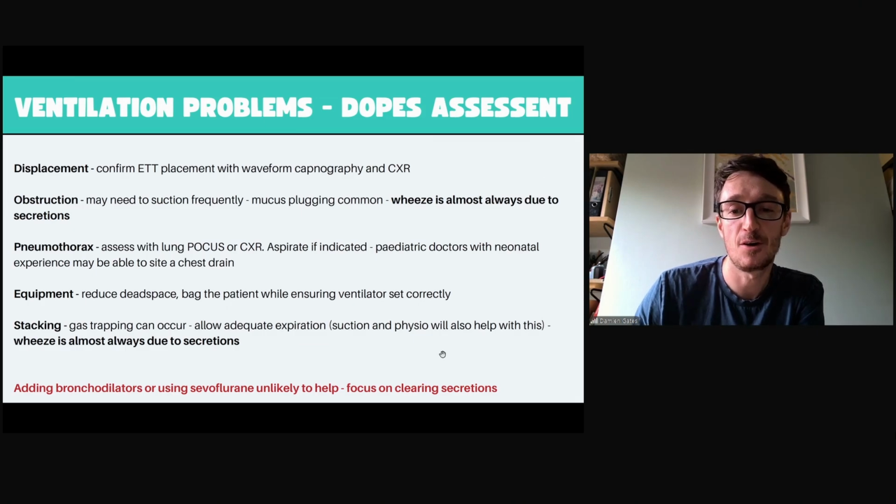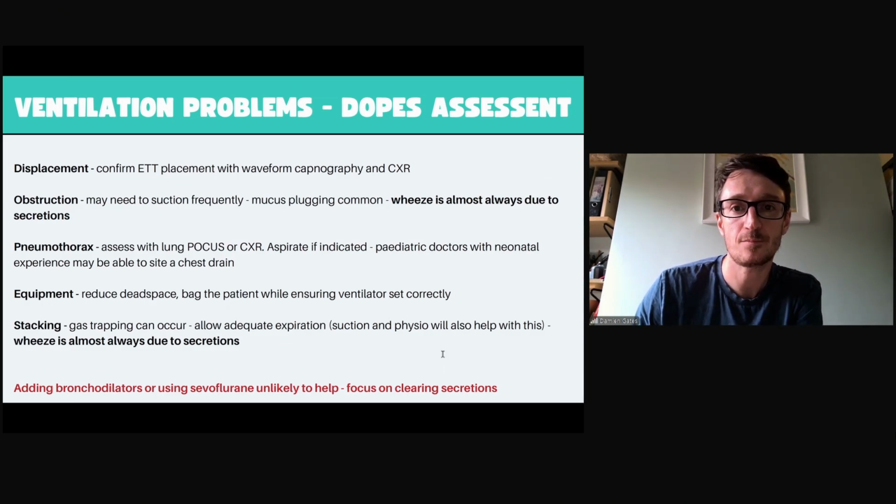And if you use sevoflurane, you are likely to end up causing a bit of hypotension and not helping in terms of the airway obstruction. The reason I'm highlighting this is because I have seen it done numerous times by people who are really trying to do the best they can for the baby, but maybe aren't as familiar with the pathology they're dealing with.